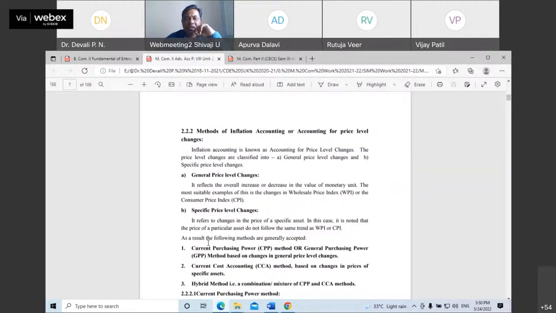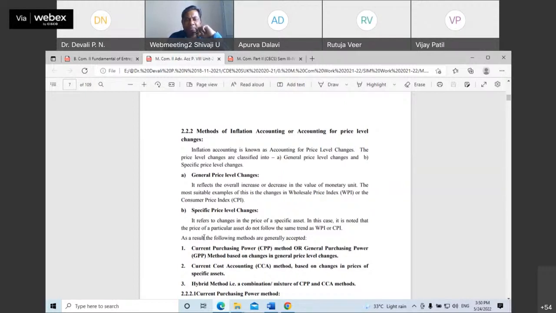In respect of the general price level changes, we have to know that there is an increase or decrease in the value of the monetary unit. It means we are always facing an overall increase or decrease in the value of the monetary unit in respect of general price level changes. We can consider the wholesale price index, that is WPI, or the consumer price index, that is CPI. So this is called the general price level index.